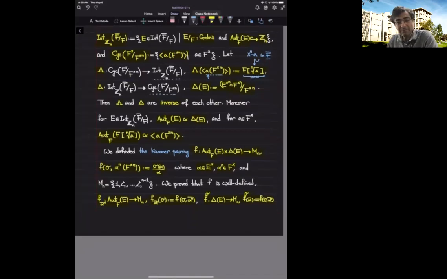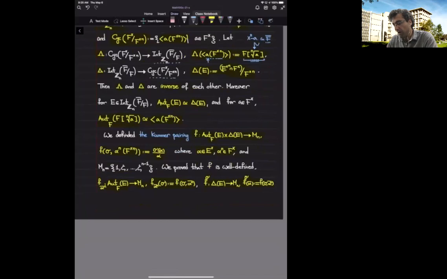An alternative way of formulating more or less the same result is saying that the automorphisms of the field extension F joined with nth root of A is isomorphic to the cyclic group generated by the coset represented by A in F cross over F cross to the n.